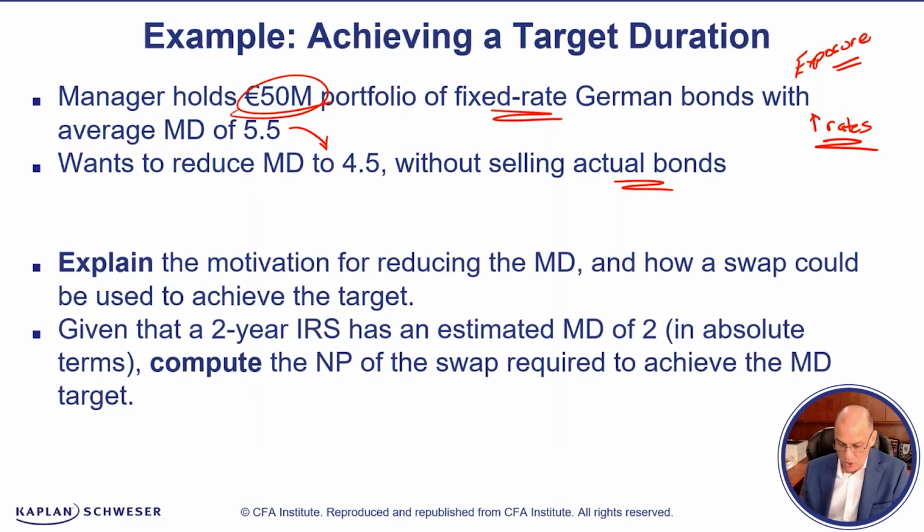Explain the motivation for reducing the modified duration and then how a swap could be used to achieve the target. I think that's a fabulous kind of test question. Given that the 2-year interest rate swap has an estimated modified duration of 2 in absolute terms, we have to compute the notional principal of the swap required to achieve the modified duration target. Very straightforward kind of test question. You can see this probably even in an item set rather than, say, a constructed response type question.